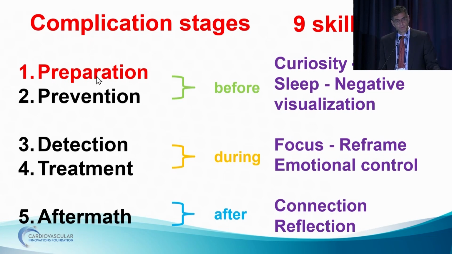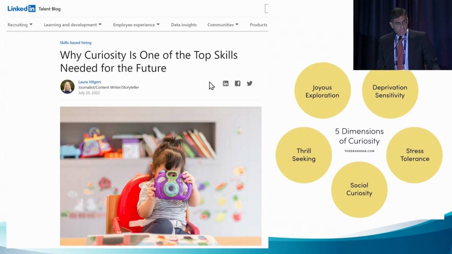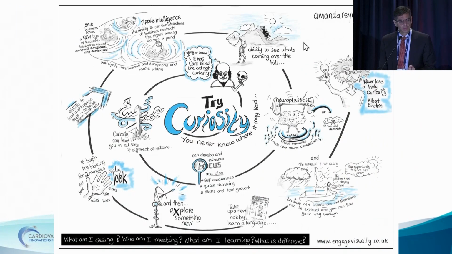So we'll start with both before the complication, but then also during the complication and after the complication. And these are the skills that actually can help you get through this in a more successful way. So in terms of preparation, how do you prepare for a complication? Being curious is actually one of the simplest things. What happened in the lab? What did you do for that case? Talking to people, being curious and learning is simple, but this is what it is all about.